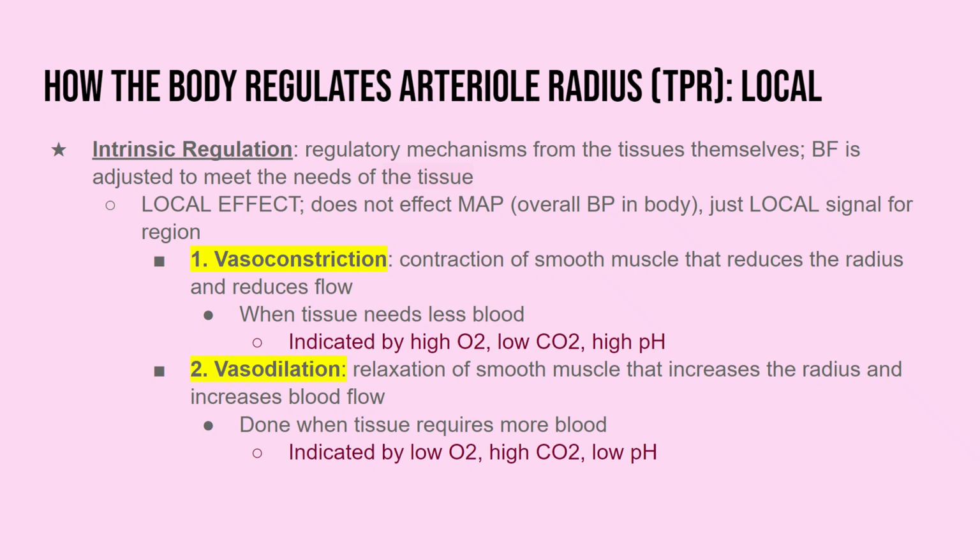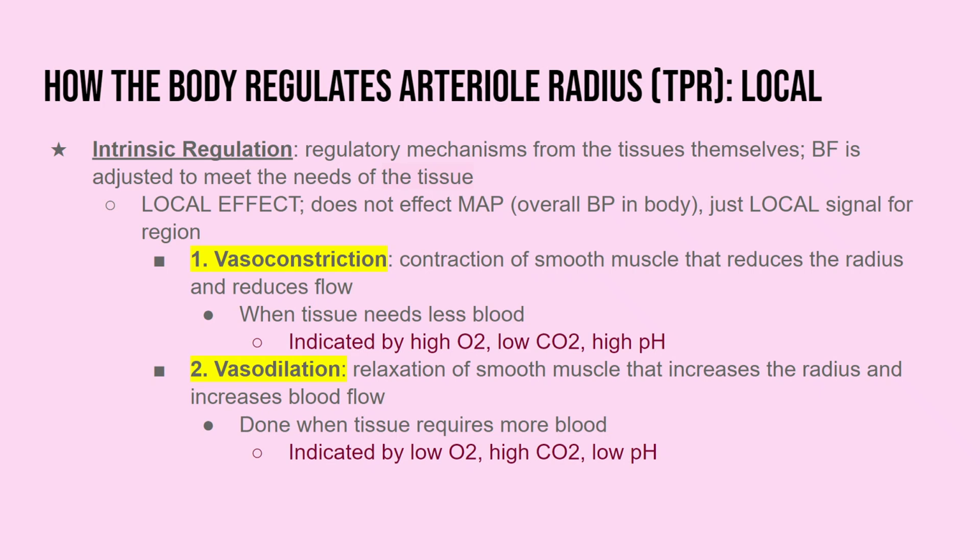If we think about this for a second, if a tissue has a lot of oxygen, it doesn't need more blood flow to bring more oxygen. So we can constrict and send the blood somewhere else. Low carbon dioxide means that we don't need a lot of blood to come and pick up the carbon dioxide. So that's the reasoning behind vasoconstriction.